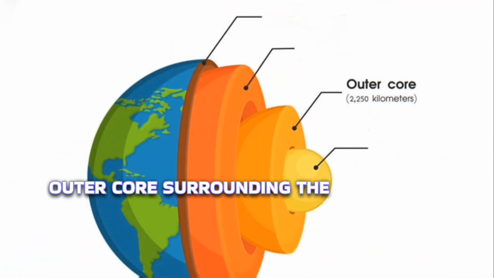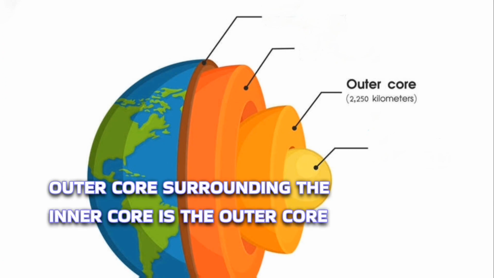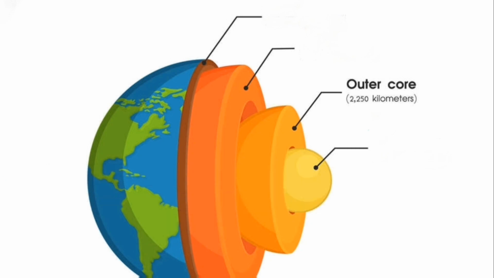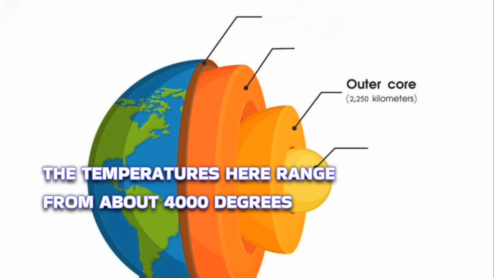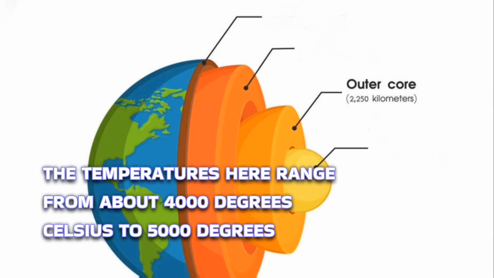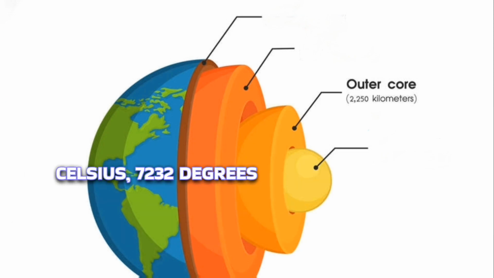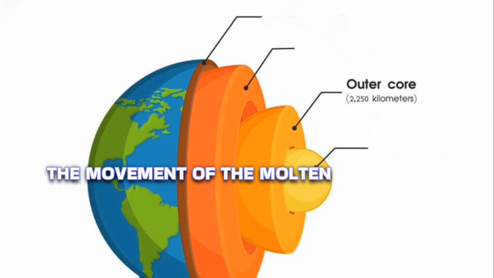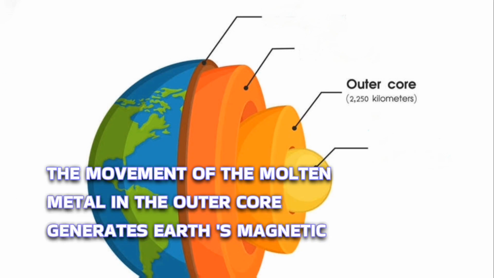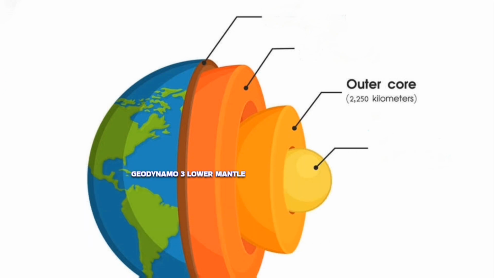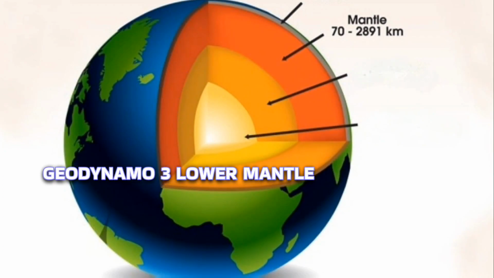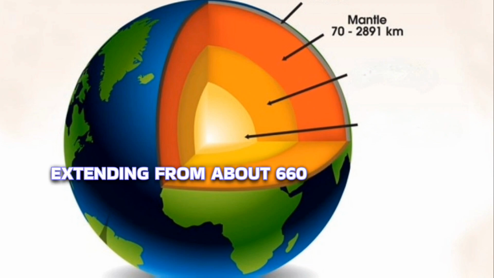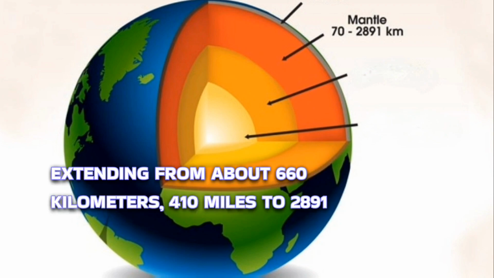2. Outer core. Surrounding the inner core is the outer core, which is also composed of iron and nickel, but exists in a molten state. The temperatures here range from about 4,000 degrees Celsius to 5,000 degrees Celsius, 7,232 degrees Fahrenheit to 9,032 degrees Fahrenheit. The movement of the molten metal in the outer core generates Earth's magnetic field through a process known as the geodynamo.